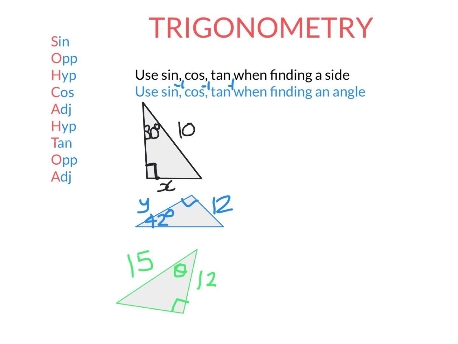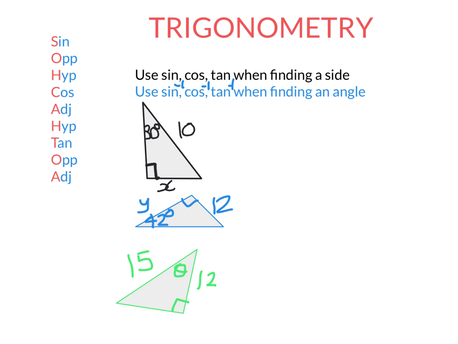You use the sine, cos, or tan button on your calculator if finding a side. You use sine inverse, cos inverse, or tan inverse on your calculator if you're finding an angle. To get these buttons on your calculator, you normally need to press second first, depending on your calculator. So I'd press second sine to get sine inverse, or second tan to get tan inverse, and so on.